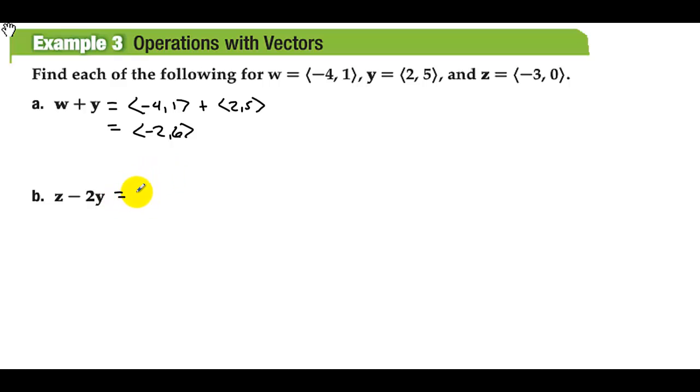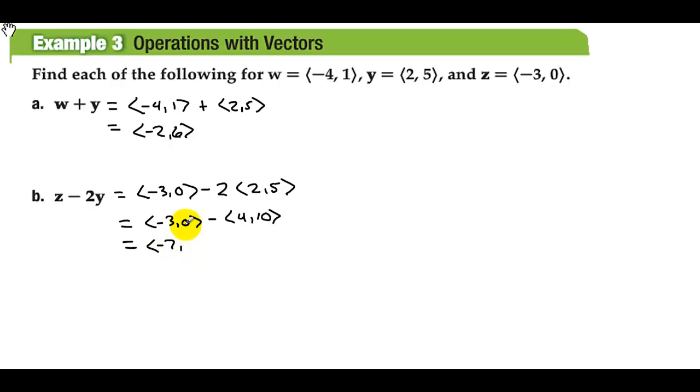For z minus 2y, we take z, which is ⟨-3, 0⟩. We're going to subtract 2 times y, which is ⟨2, 5⟩. To multiply a vector times 2, it's kind of like the distributive property, where you multiply both the x component and the y component times 2. So we have ⟨-3, 0⟩ minus ⟨4, 10⟩. Negative 3 minus 4 is negative 7, and 0 minus 10 is negative 10.